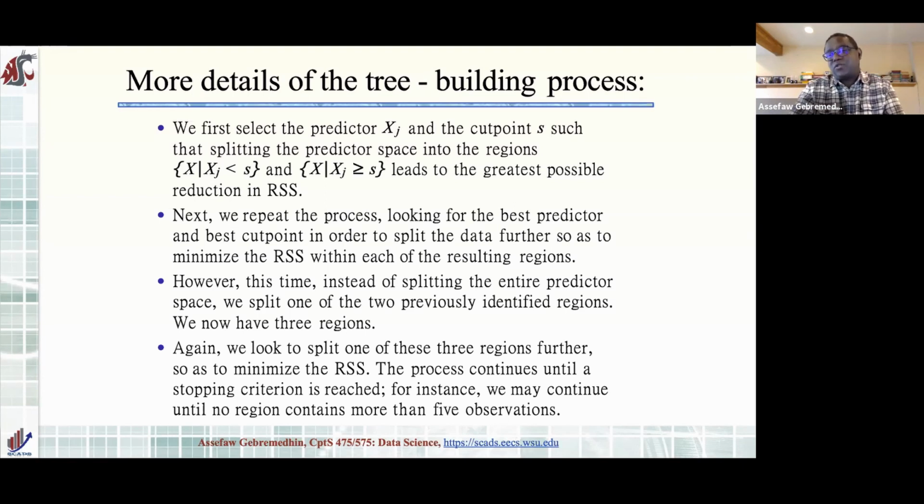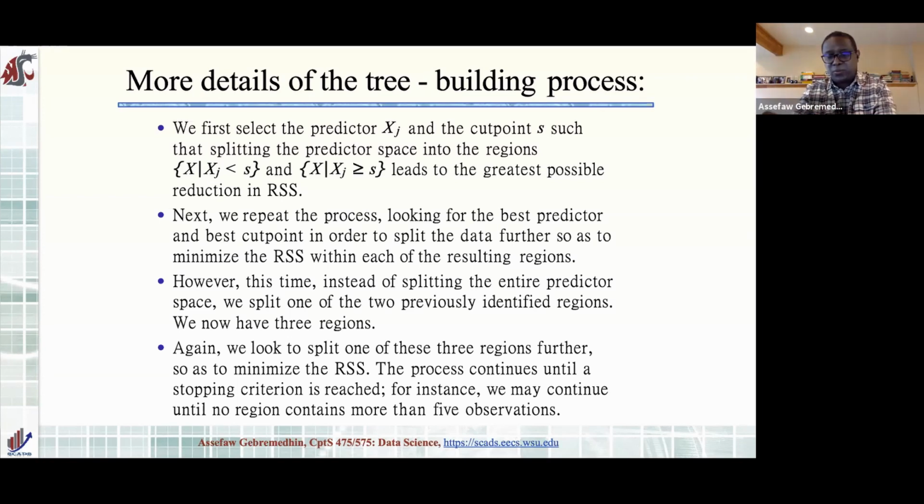Then we repeat this process, but now we have a smaller space to consider. One is left and right divided, and now we take one of these portions and do the same thing again, splitting that further to minimize the residual sum of squares. And we continue in this way until we come somewhere. What is that somewhere? Well, we could keep on doing this until our boxes are just one item.